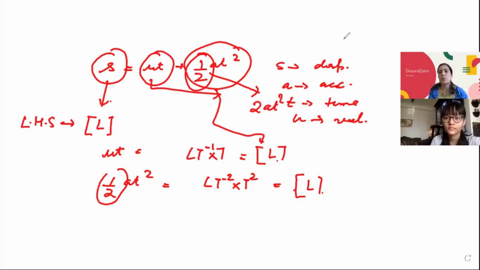So now the next one was what? The conversion. So how do you do the conversion? Let us suppose you have to convert one Newton into one dyne. So how do you do it using dimensions? Do you have any idea?